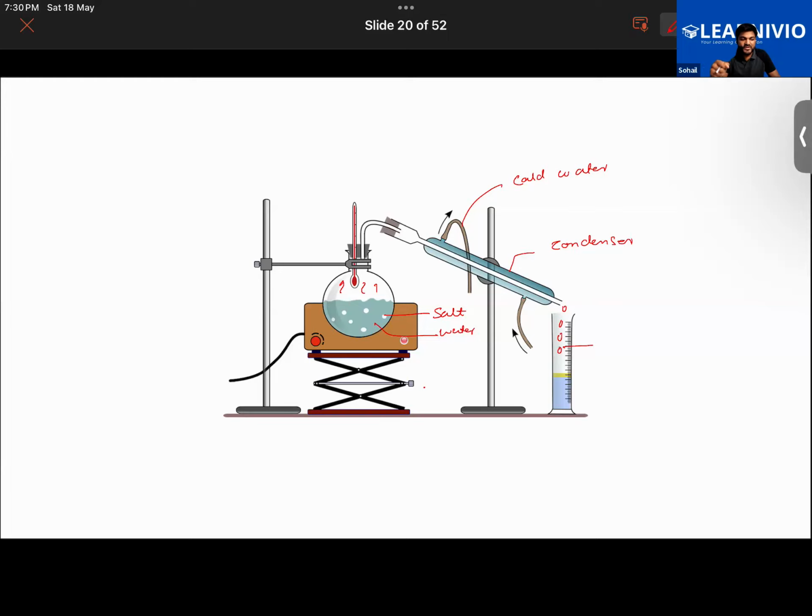Sir, there, but distillation was also one of the processes. Sir, only water and salt is distillable? No, that's not the case.